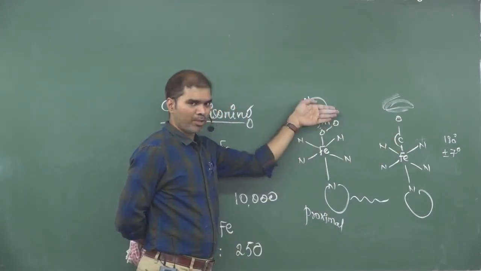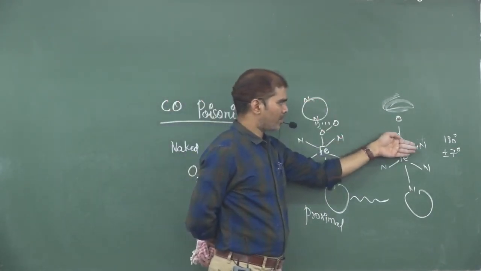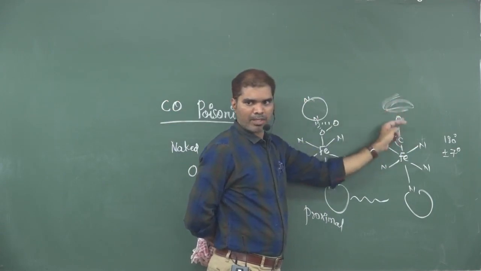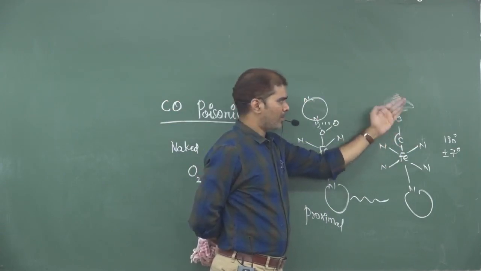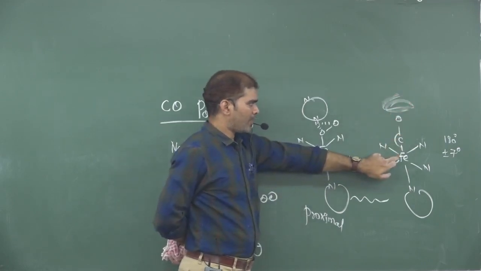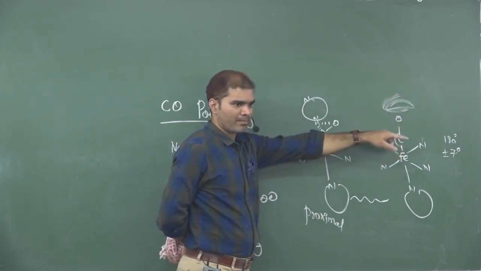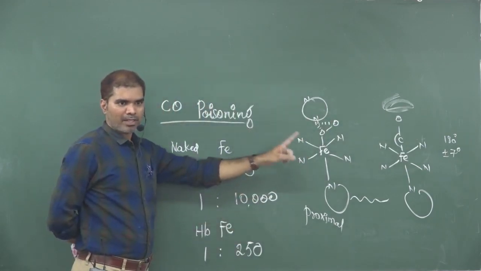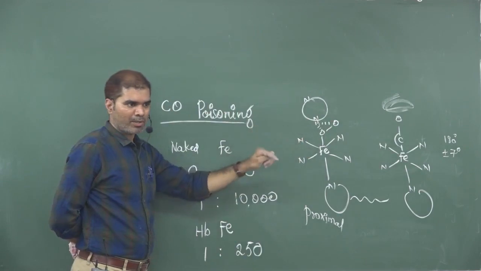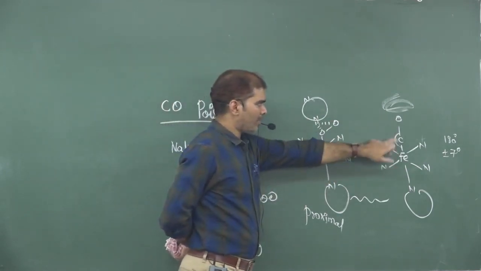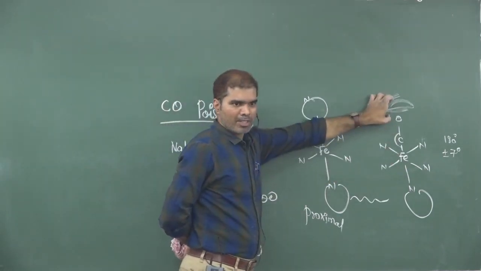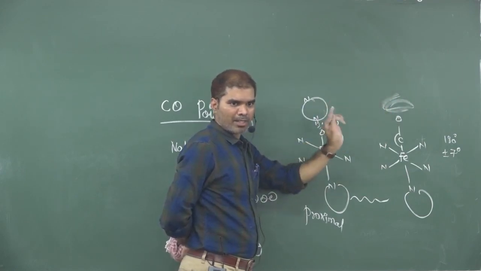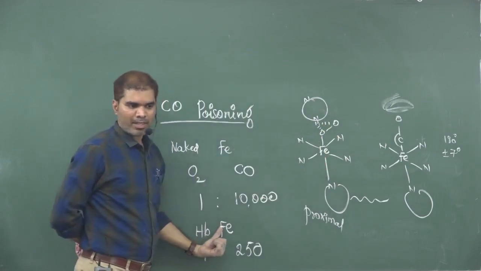Oxygen is bent, so no problem. But here carbonyl is not bent, it is linear. But here I am having a histidine. Do you find steric repulsions? Yes. So due to that steric hindrance, the affinity for iron towards carbonyl decreases. If it is a simple iron, 10,000 times higher. If it is iron coming from hemoglobin, affinity is dropping because this bonding is not stable. There is some steric repulsion from distal histidine. Therefore, affinity is dropping. But still, it is higher than dioxygen.